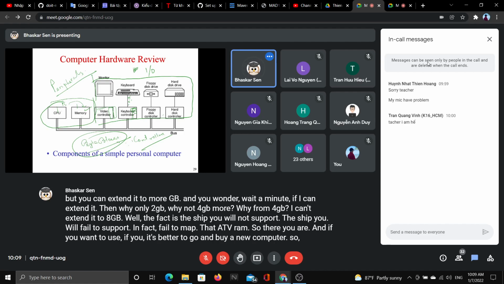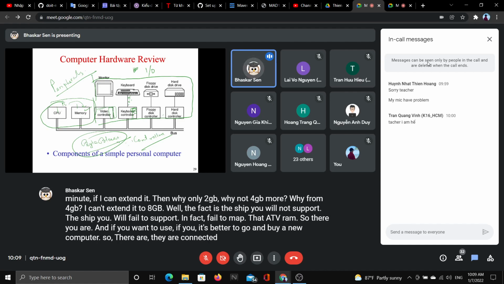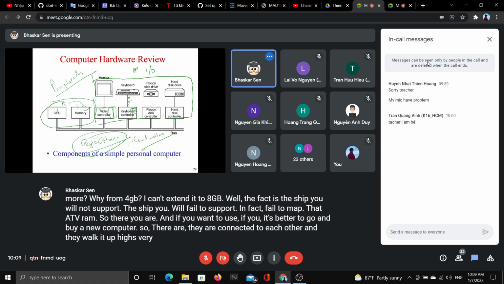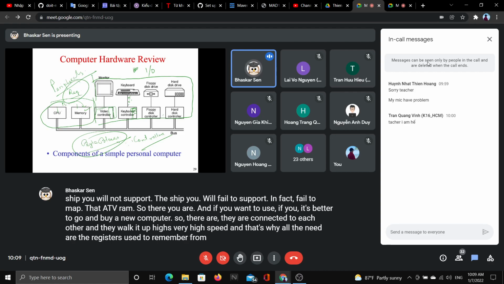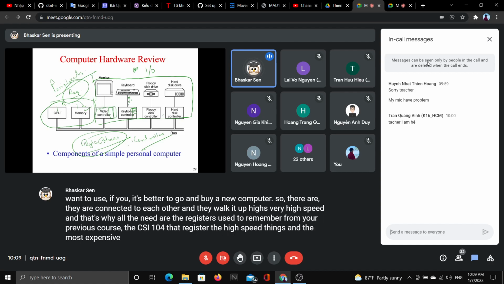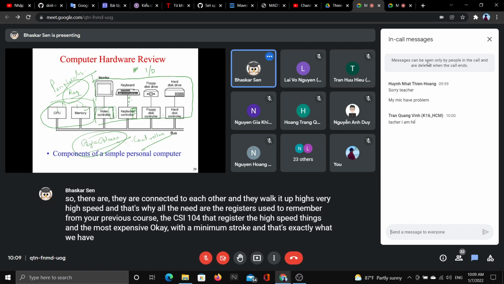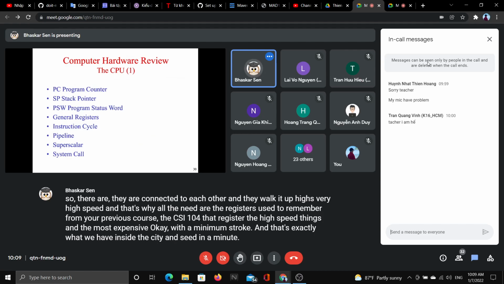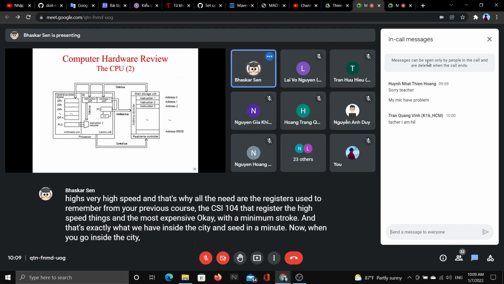So they are connected to each other and they work at a very high speed, and that's why all they need are the registers. You still remember from your previous course, CSI 104, that registers, the high speed things, are the most expensive, with a minimum storage. And that's exactly what we have inside the CPU, and we'll see it in a minute.